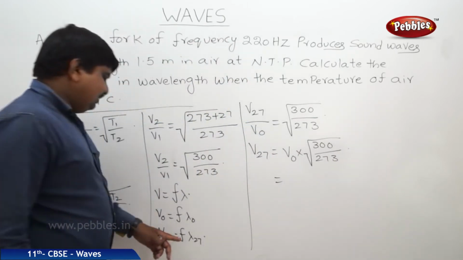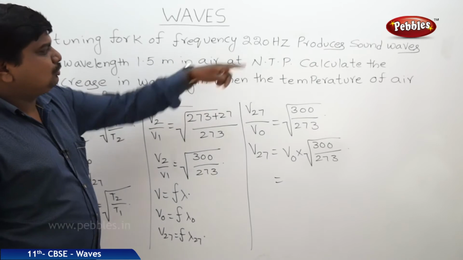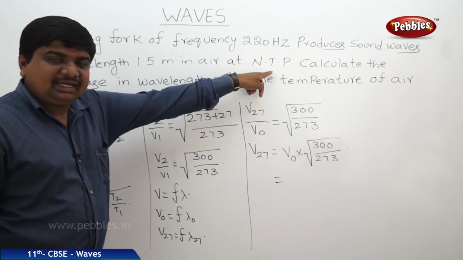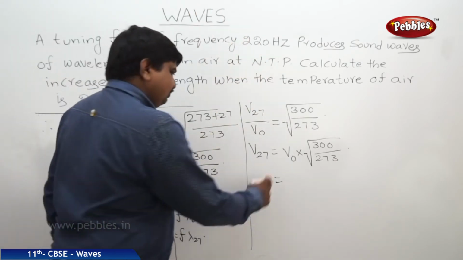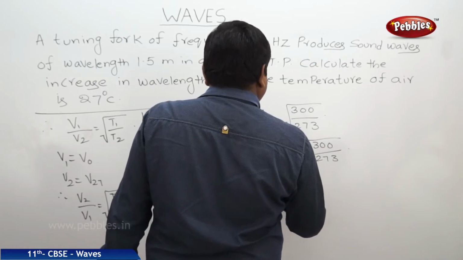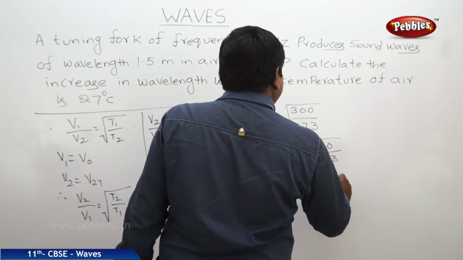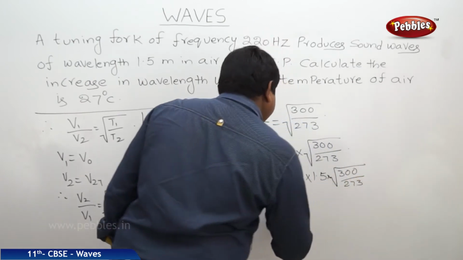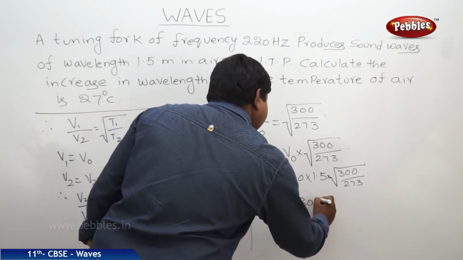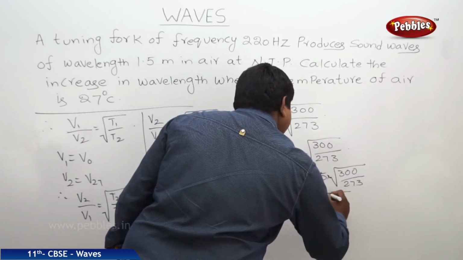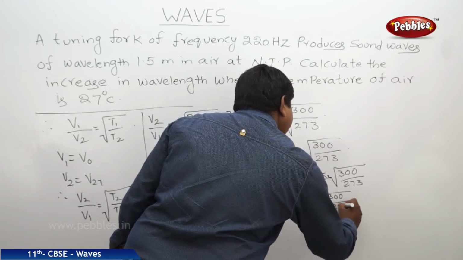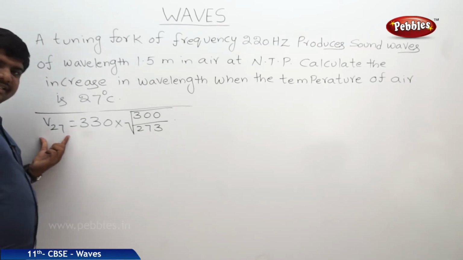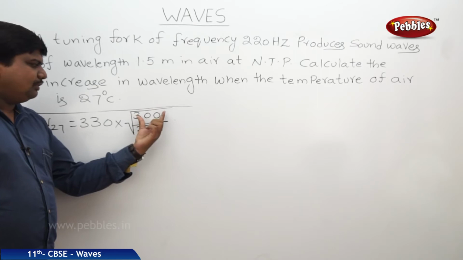Where V0 is equal to F lambda naught. What is the frequency? 220. What is the lambda naught? 1.5, in air at NTP. NTP means 0 degrees Celsius. Therefore, V0, F is 220, lambda naught is 1.5. So V0 is 330 into square root of 300 by 273. Therefore, we got velocity at 27 degrees Celsius is equal to 330 into square root of 300 by 273.